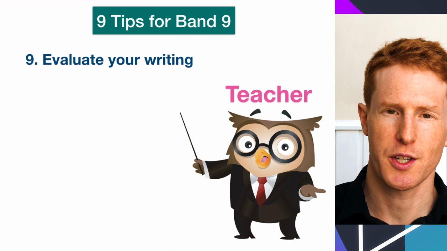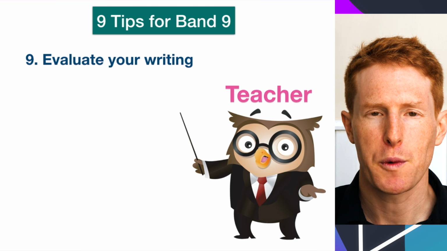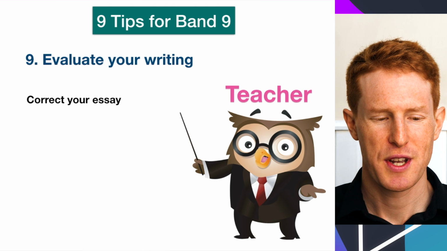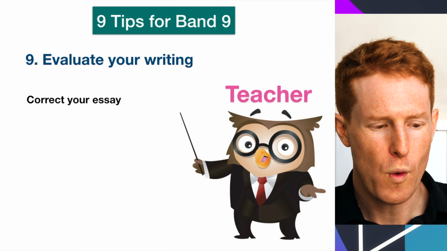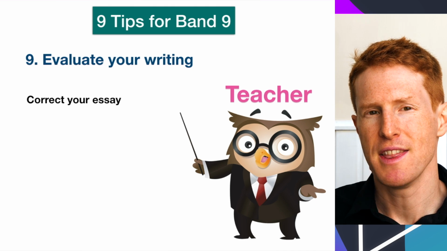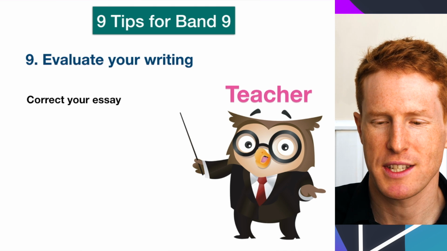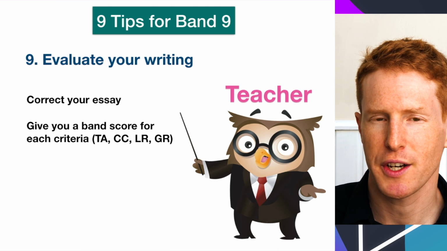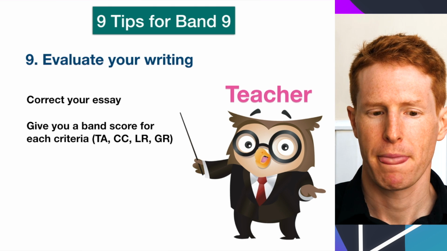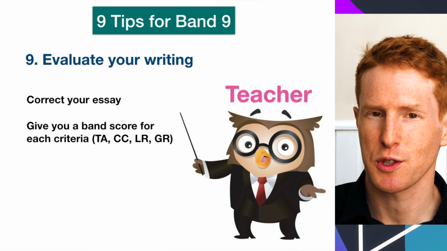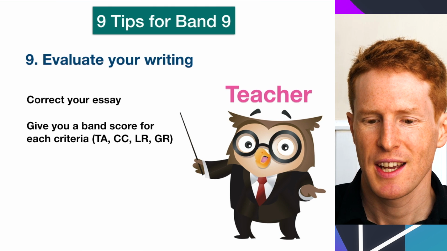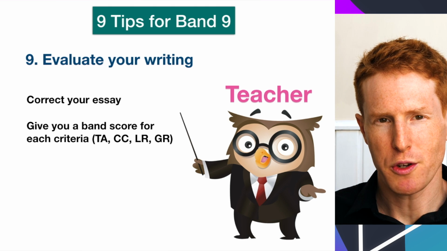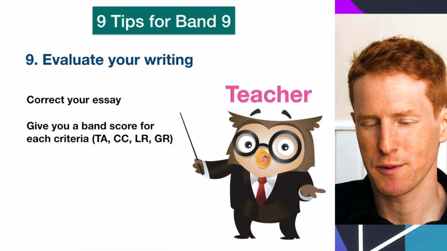Now, alternatively, you can get a teacher. And if you do have a teacher who's going to evaluate your writing, I really suggest that you ask them to correct your essay. So they show you which mistakes you're making, and they show you the correct version of your essay. It's also important that they give you a band score for each of the criteria, so task achievement or task response, coherence and cohesion, lexical resource, and grammatical range and accuracy. And ideally, you'll be getting a separate score for each of these criteria to know which one you find easy and which one you find more difficult.